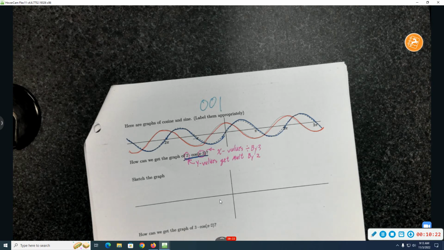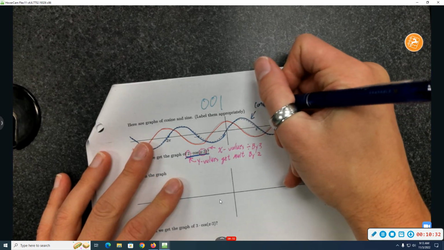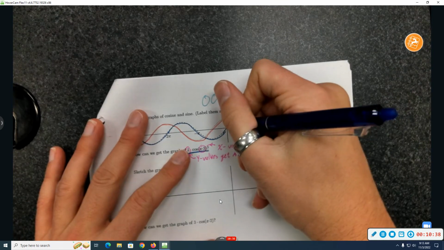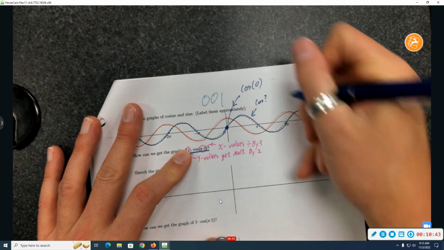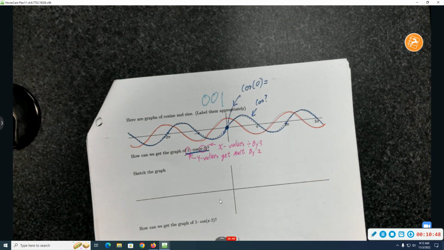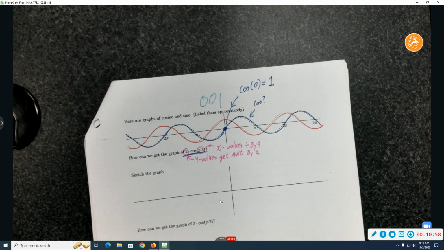I hear a call for orange. Convince me. Why orange? You said blue. Okay, then convince me. Tell me, why blue? Starts at 0. Yeah, so let's think about that. I see this point 0, 0. So let's remember that really quickly. What's the cosine of 0? It's 1, isn't it? Wait, so could the blue one possibly be cosine?